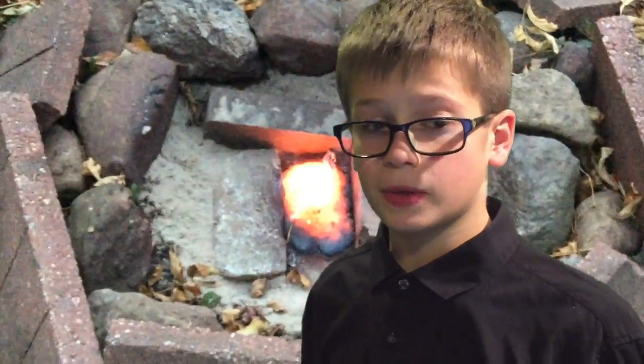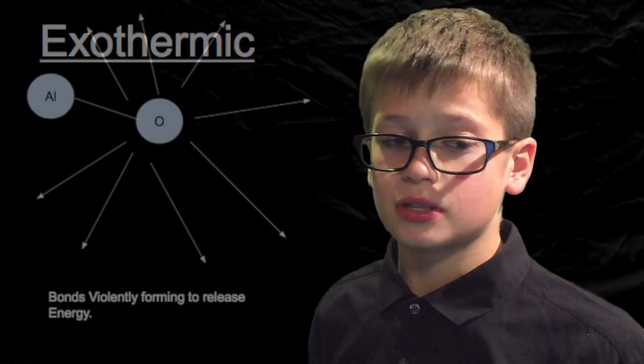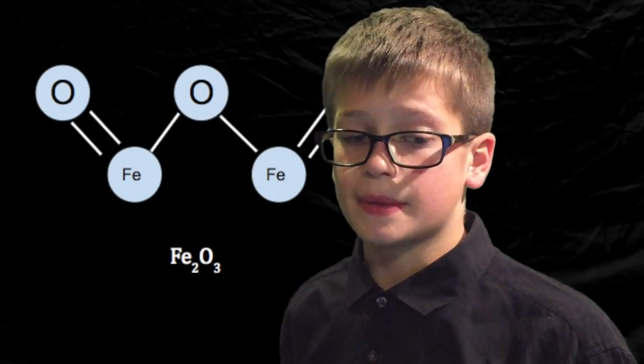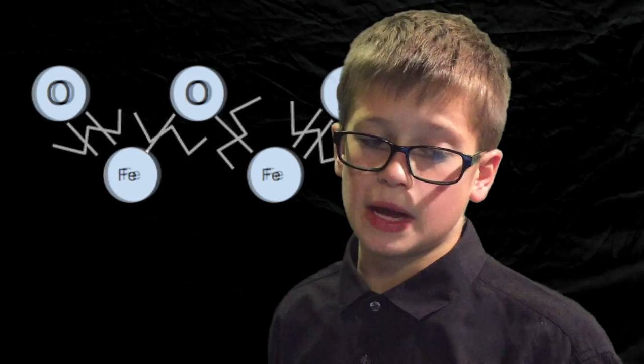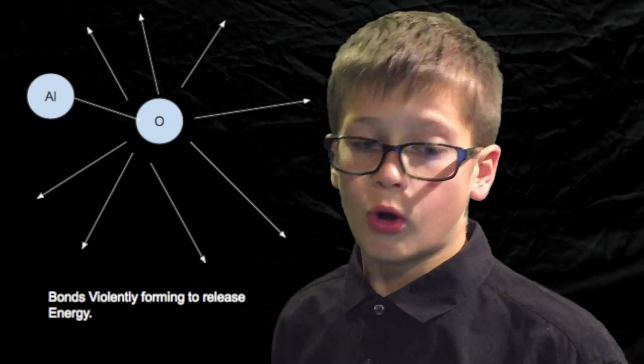So do you think the reaction we just witnessed was exothermic or endothermic? It was an exothermic reaction. More energy was released than absorbed. Once the bonds between the aluminum atoms and the iron and oxygen atoms were broken by the heat of the magnesium, then the oxygen atoms violently bonded with the aluminum atoms, releasing a large amount of energy. This energy broke more bonds, resulting in a chain reaction.